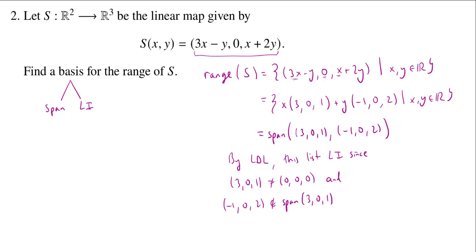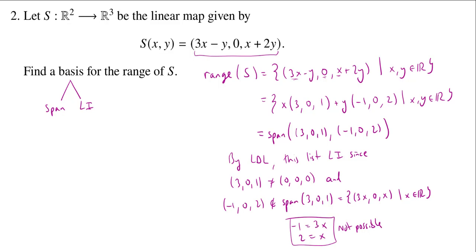Well, how do I know that? Well, the span of 3, 0, 1 is all the multiples of 3, 0, 1. So this is all things of the form, well, just multiply by, say, x. It's all things of the form 3x, 0, x, where x is some real number. But if -1, 0, 2 was in this set, then that would mean -1 would equal 3x. Well, 0 would equal 0, that actually works, and 2 would equal x. But you cannot have these simultaneously true. If x is equal to 2, then 3x is equal to 6, not -1. So not possible.